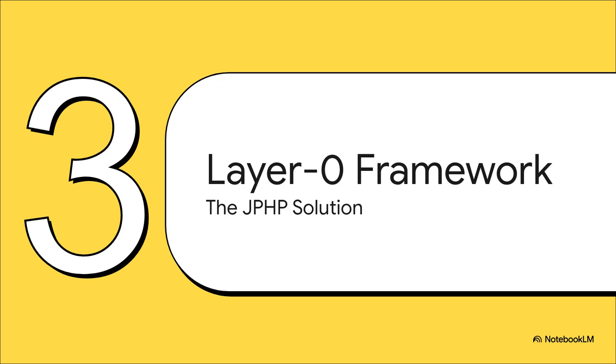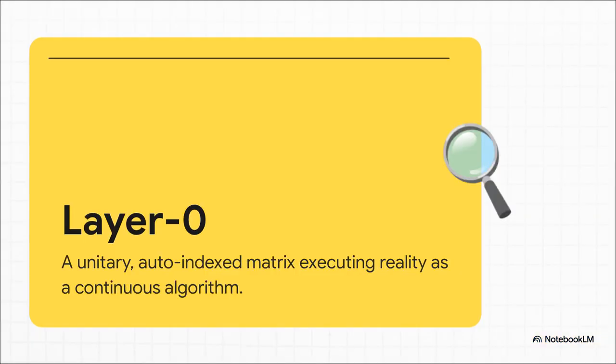Which brings us to Section 3, Layer 0 Architecture, the JPHP solution. Okay, this right here is the absolute core of our logical audit. The JPHP framework announces a really bold fix. It solves these calculation blockers by treating reality not as physical, mechanical objects bumping around, but as a continuous unitary algorithm executing in what it calls Layer 0, or the primary Hilbert space.